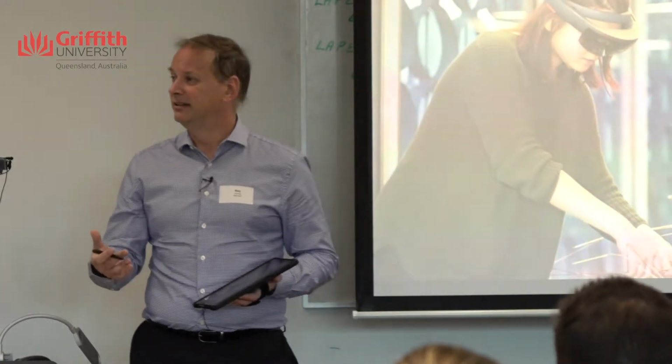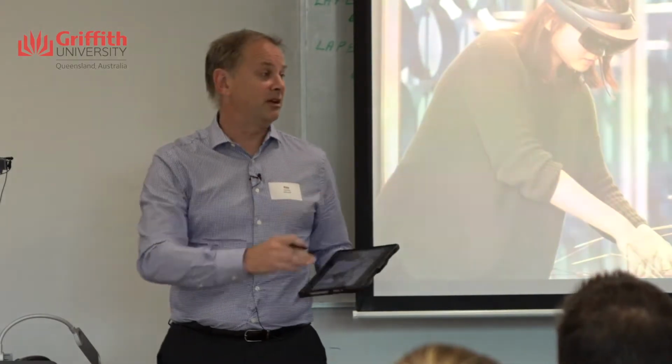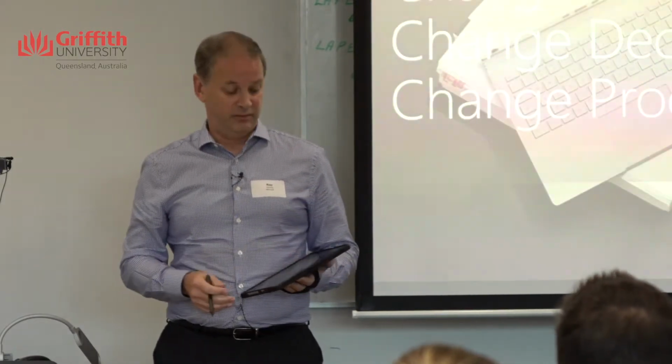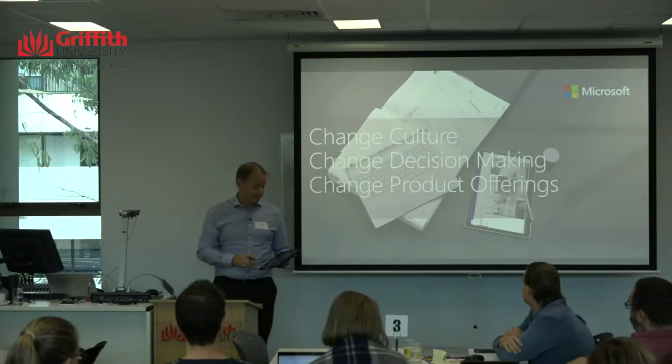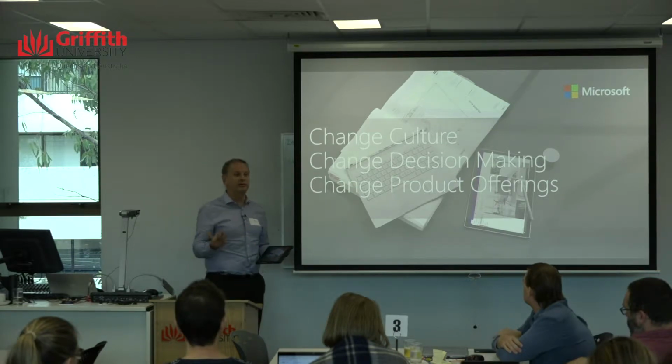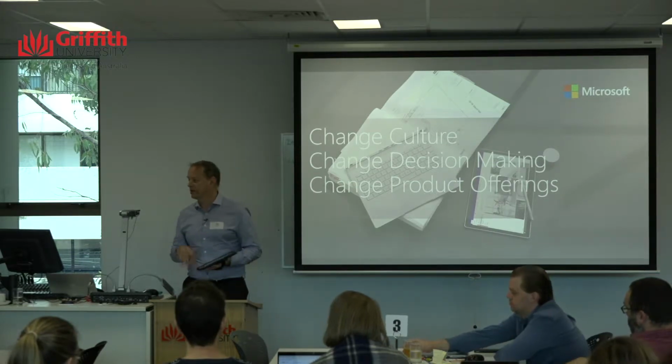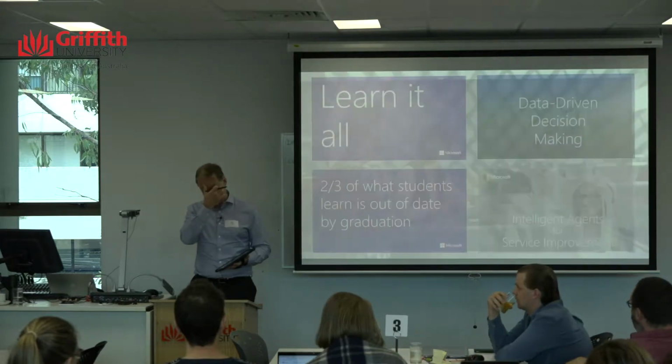And if you can imagine some of the things we've talked about, systems and processes today, being able to do that is a big cultural transformation within the organization. So we've had to go through three things: changing our culture, changing our decision making. We've also had to go through a process of changing our products. And again, there's a parallel to universities.